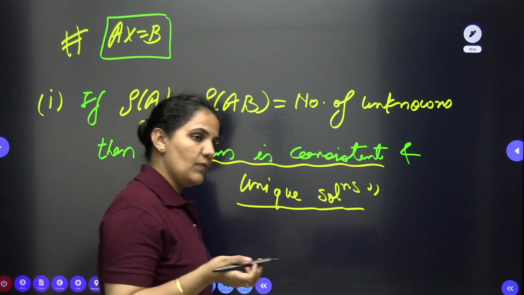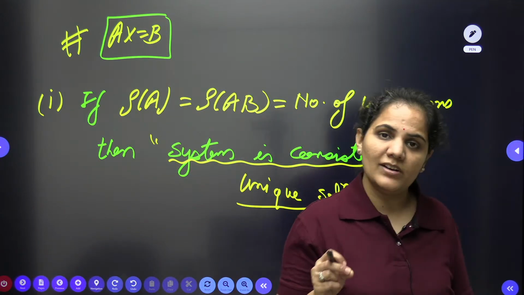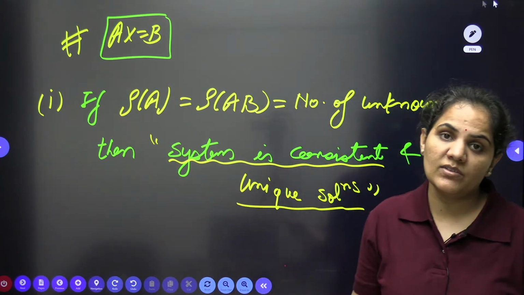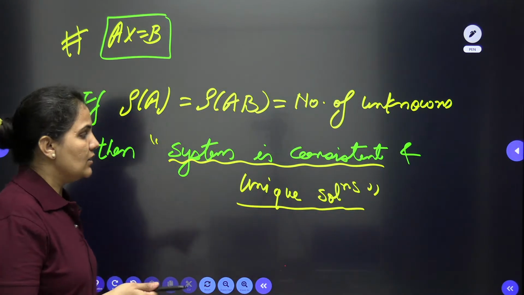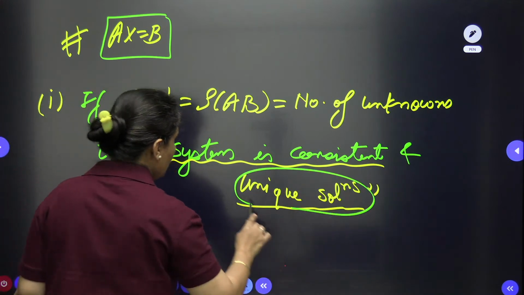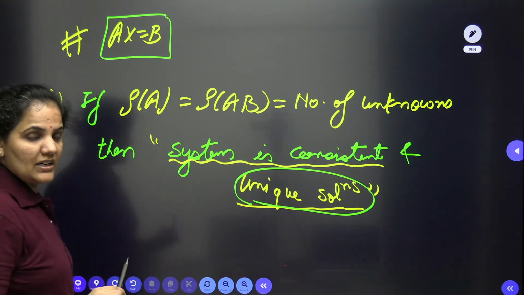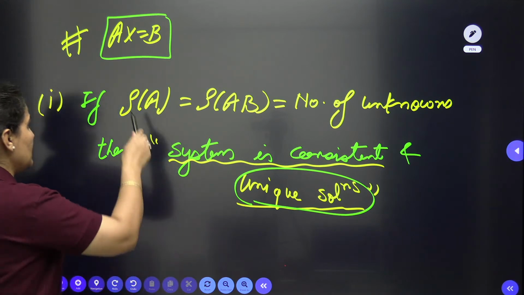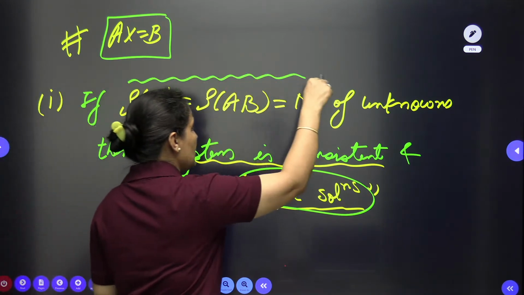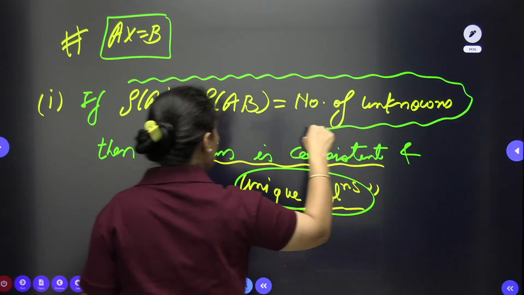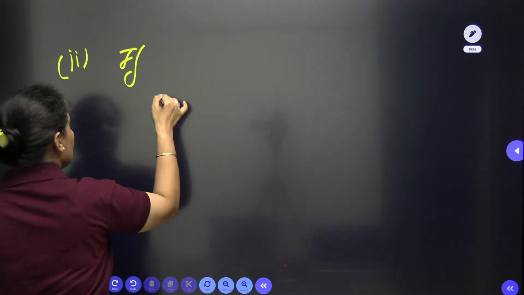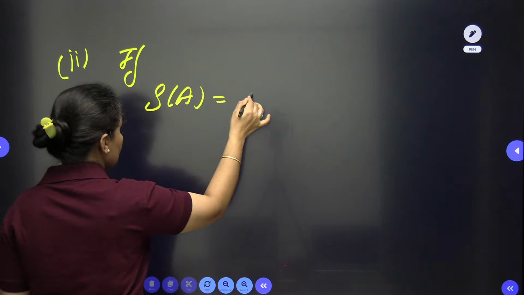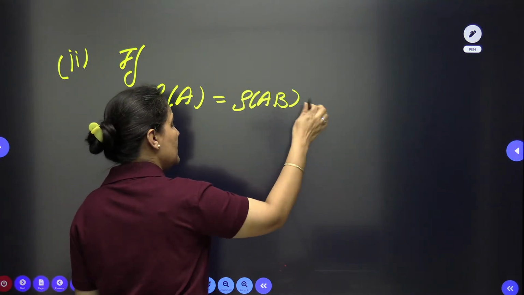If in any system of equations we are having minimum one solution, then that system of equations is said to be consistent. So here when we are having a unique solution, my system of equations is said to be consistent. A unique solution is possible if rank of A equals rank of AB equals the number of unknowns. Clear?